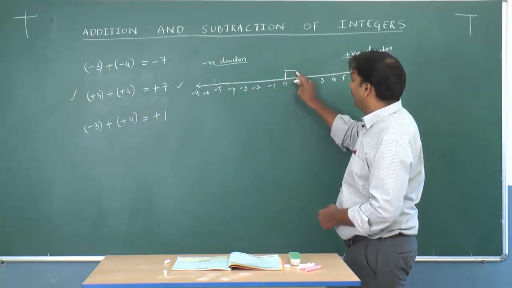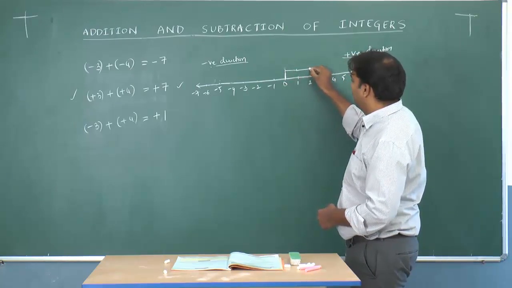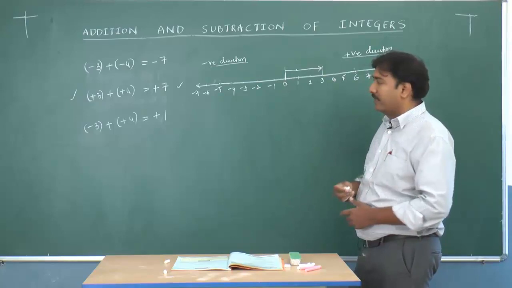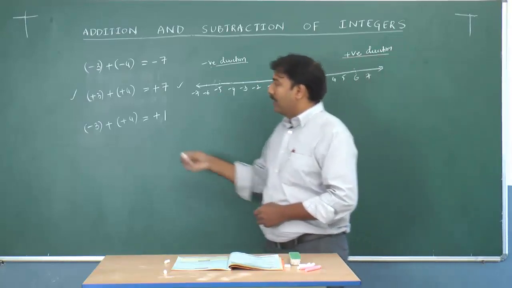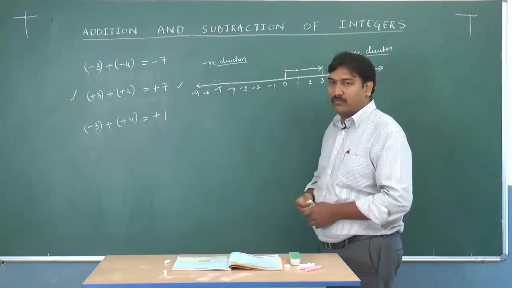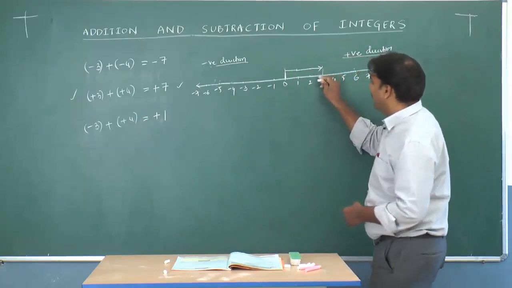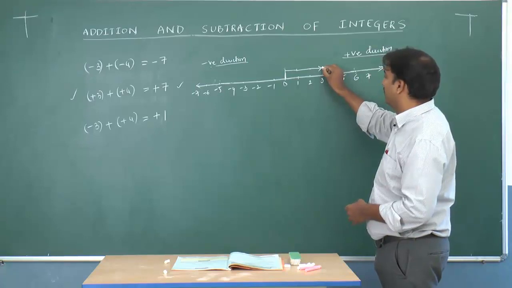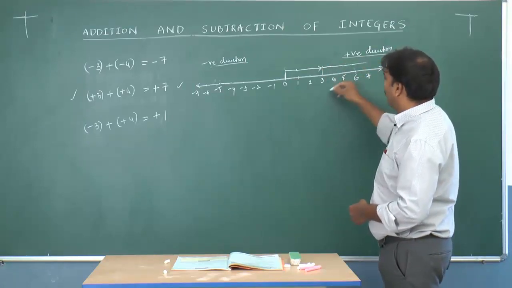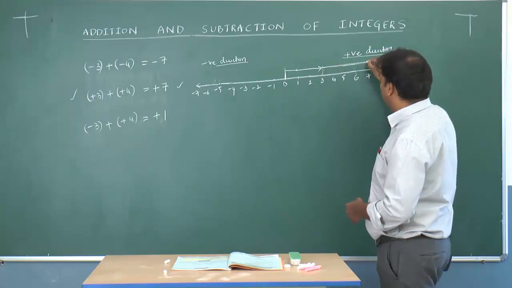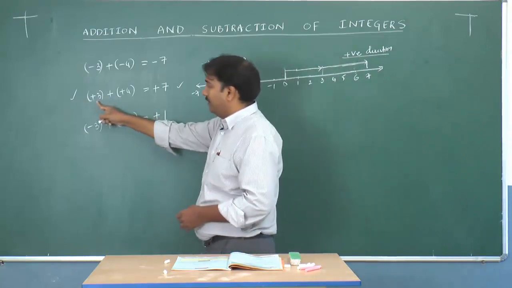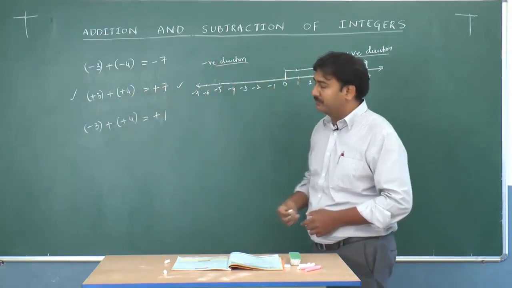So it's 1 unit, 2 units and 3 units. This indicates positive 3. Next we are going to add plus 4. That means we still move to the right side, 4 more units. So from here again we move 4 more units: 1, 2, 3 and 4. Altogether we stop at 7. So finally you can say that plus 3 plus 4 is equal to plus 7.